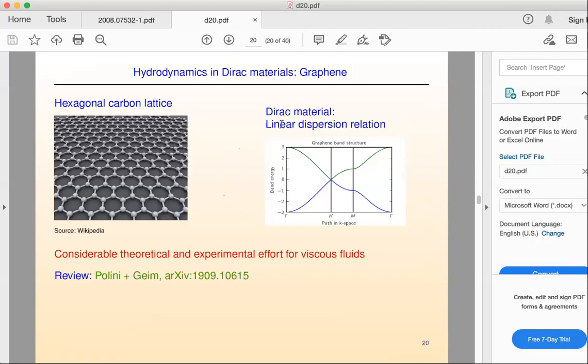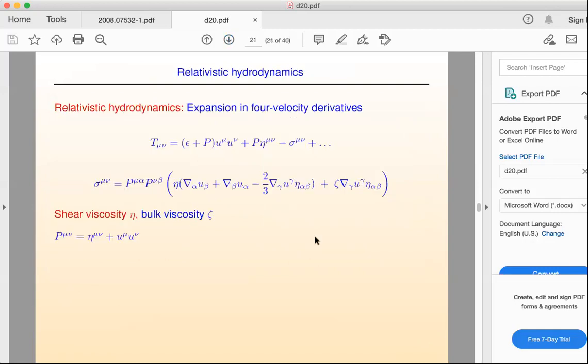And here you see that this is a Dirac material, as I explained before, because there are these Dirac nodes in the band spectrum where you have linear behavior. Okay, so now where's the connection to ADS-CFT? Well, this comes from the fact that we can now use relativistic hydrodynamics to describe the flow behavior in this material. Relativistic hydrodynamics means that we expand the energy momentum tensor and also conserved currents in derivatives of the flow velocity.